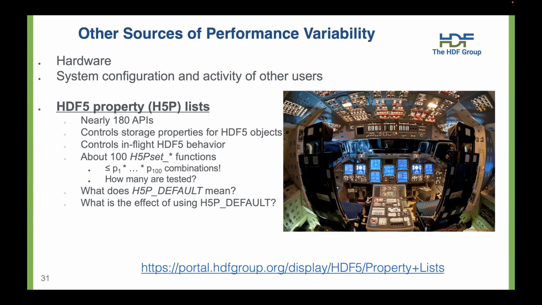The takeaway from this talk is that there are a lot of properties that you can use to tune your code. If you look at the H5P, which is the property list, there are 180 of them, and they basically control the properties of the objects themselves. For example, if it's chunked, that gets persisted to disk as part of the file.